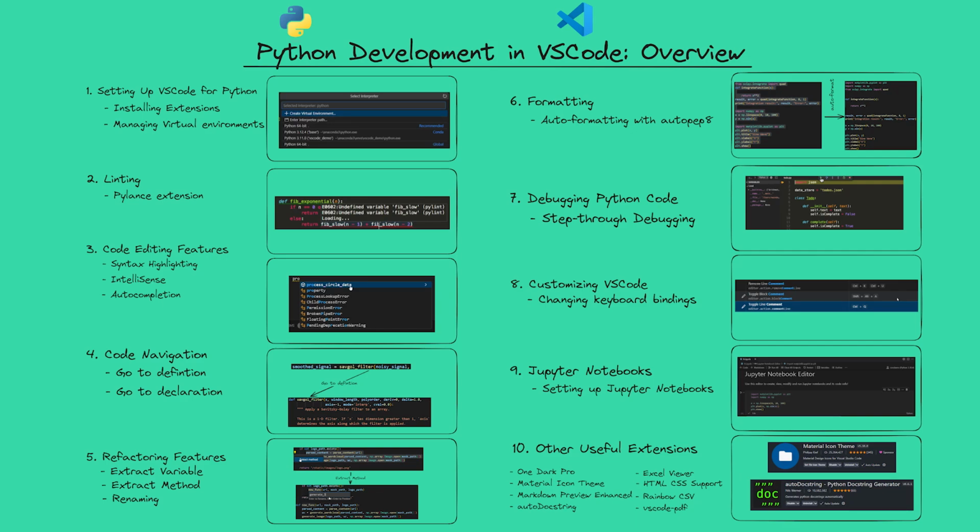Hey everyone. In today's video, I'm going to walk you through what a typical Python development experience looks like in VS Code. This is a follow-up to my previous video where I showed you how to install both VS Code and Anaconda. In this video, we'll dive into setting up a Python project, installing some essential VS Code extensions for Python, and creating a virtual environment to manage external packages.